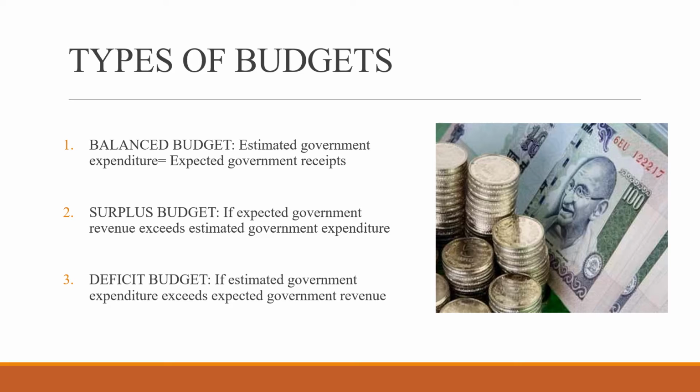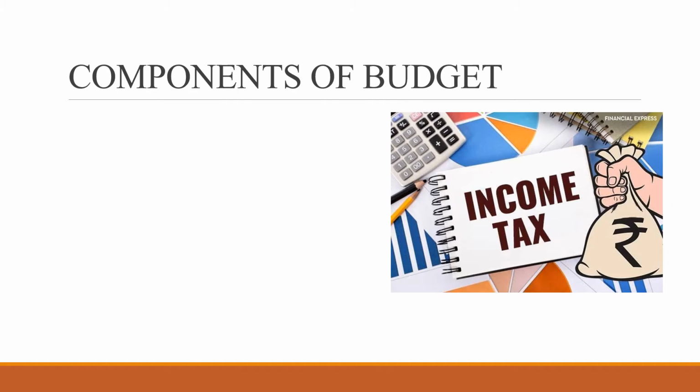Now we have the deficit budget. If the estimated government expenditure exceeds expected government revenue, then we'll have a deficit budget. This budget is best suited for developing economies such as India. It is helpful at times of recession because it helps in generating additional demand and it helps in boosting the rate of economic growth. So, what are the components of the budget?